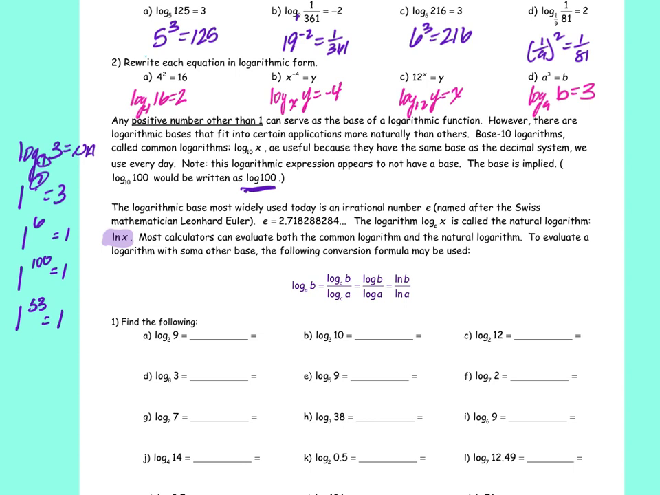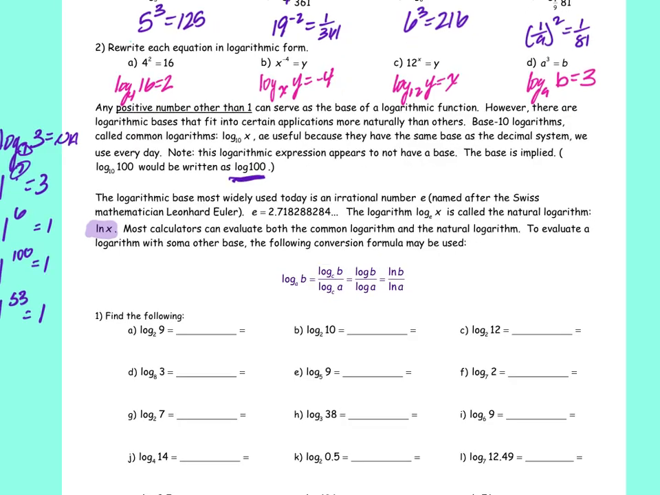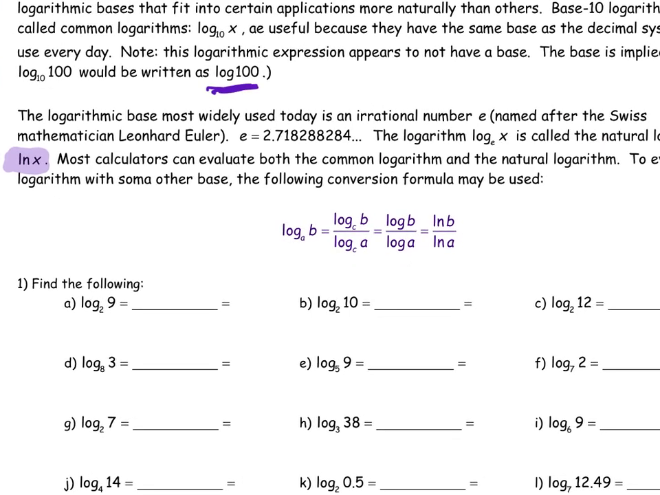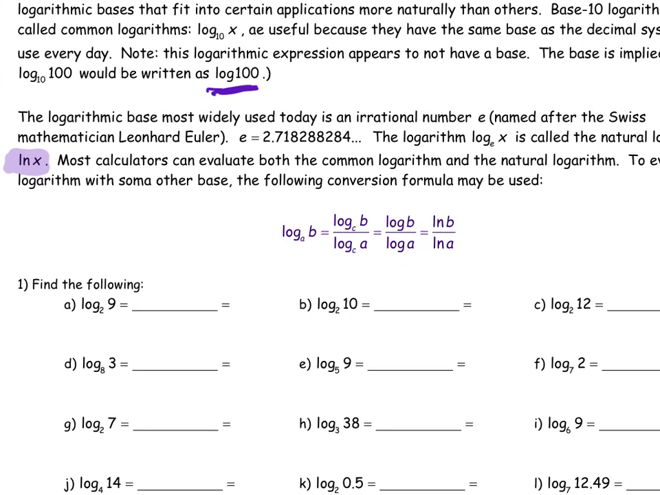If you have calculators that don't have the other bases, this is a way to figure out what it is. That's why we're going to talk about it, because not all calculators have ways to do logs with bases other than 10. What this says is if I have log base a of b, I can rewrite that as log base c of b over log base c of a.